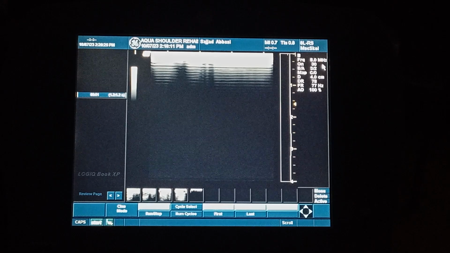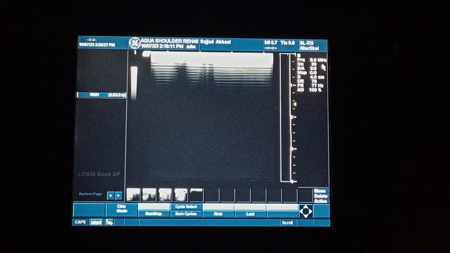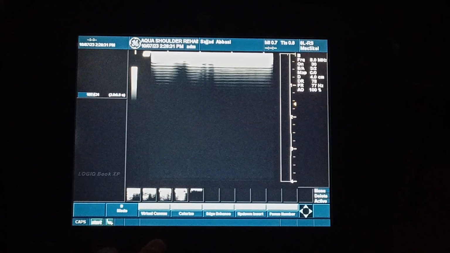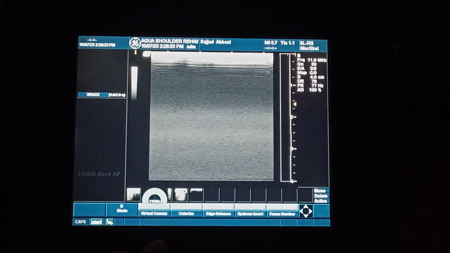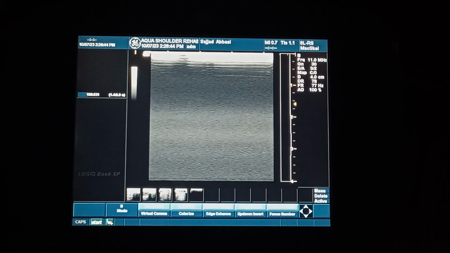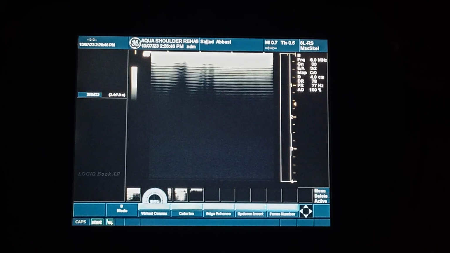If we increase the frequency, let's try to do so, then we'll see what the frequency is. Can you see now the frequency FRQ has changed to 11. So now we are working at 11 megahertz. Let's try to unfreeze this again and reduce the frequency, and the frequency is at 6 megahertz.